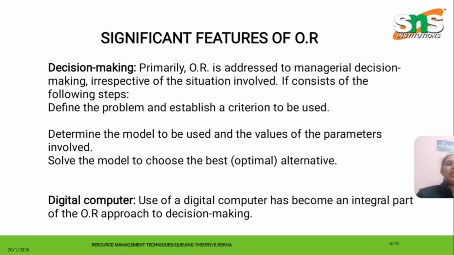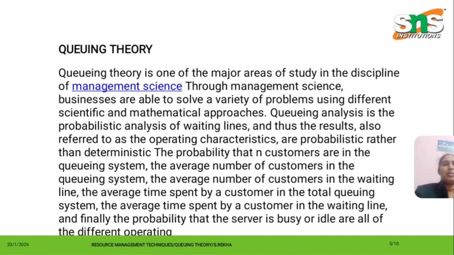Then the significant features of operation research: decision making, addressed by managing decisions, and we can determine the model used and the values of the parameters. There are various parameters like lambda, mu, or x1, x2, which are decision variables based on the objective function, whether it is maximize z or minimize z, and we can solve using a digital computer also. Operation research helps us in decision making. Now we are going to discuss how operation research is applied in queuing theory.